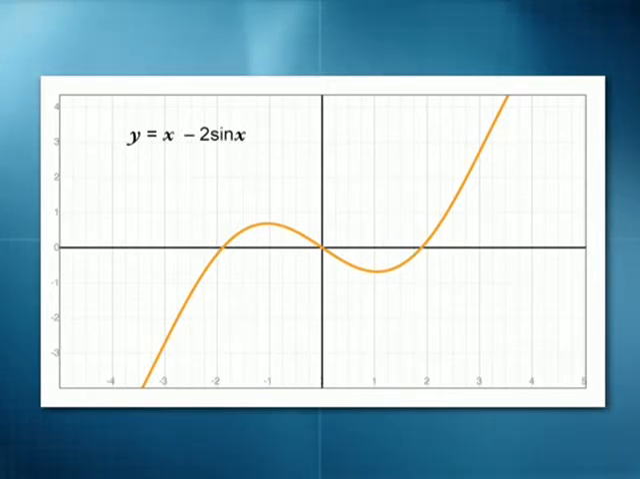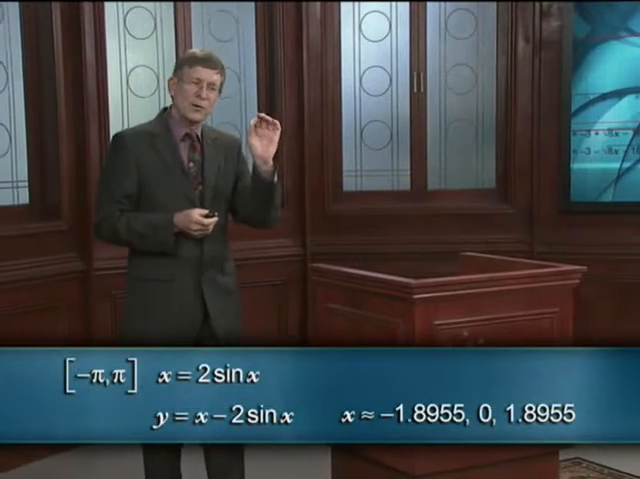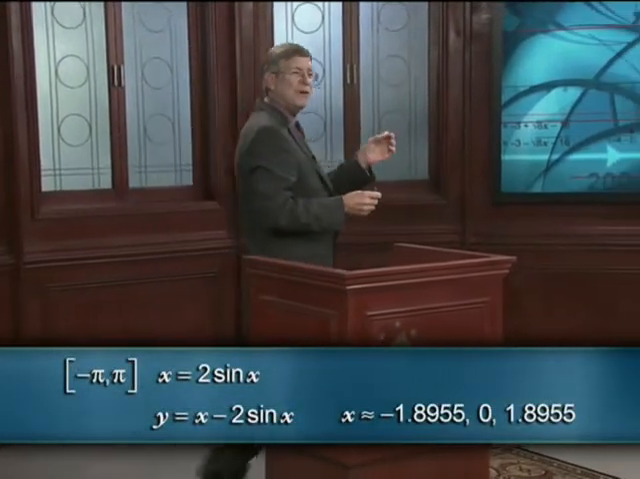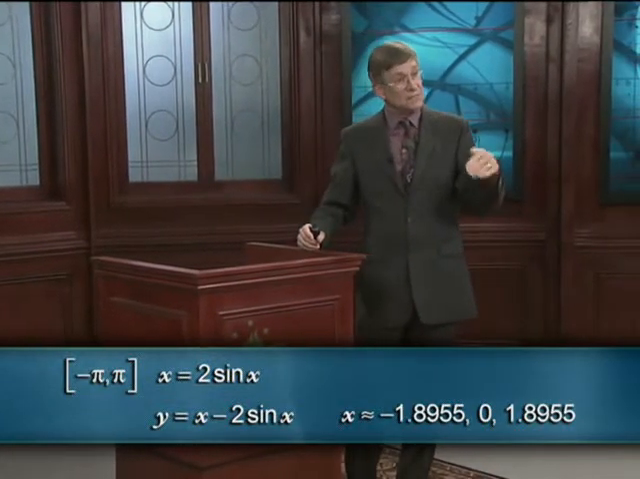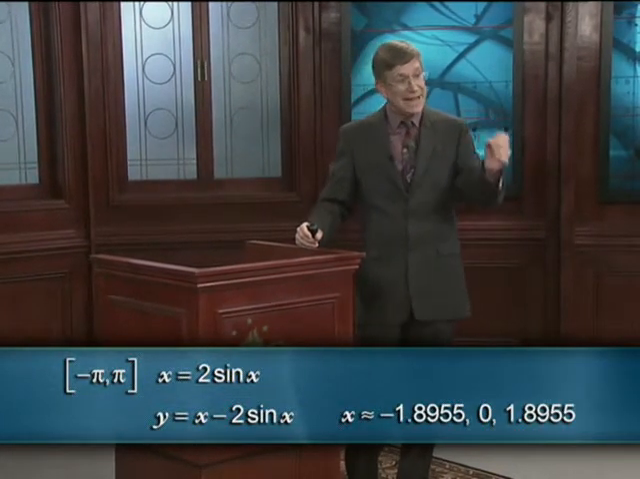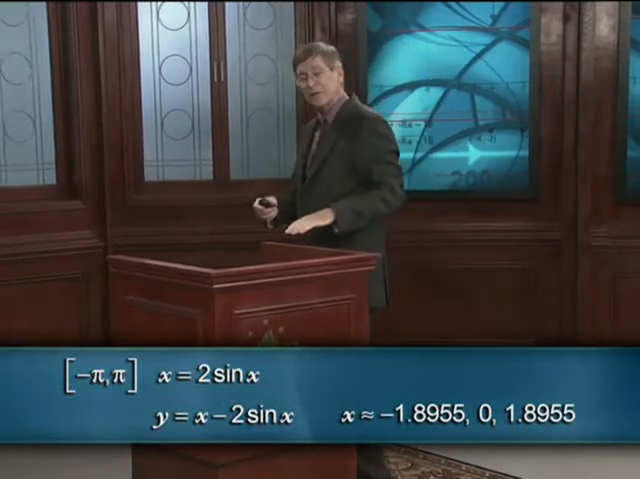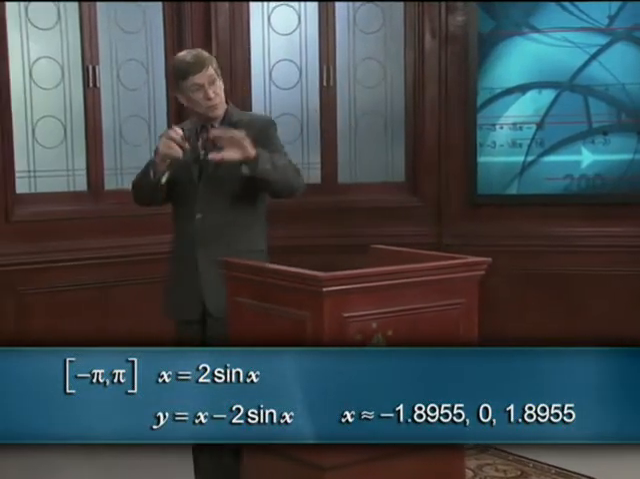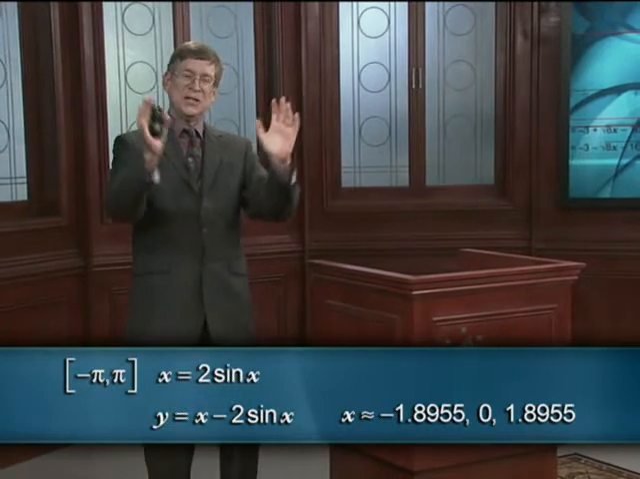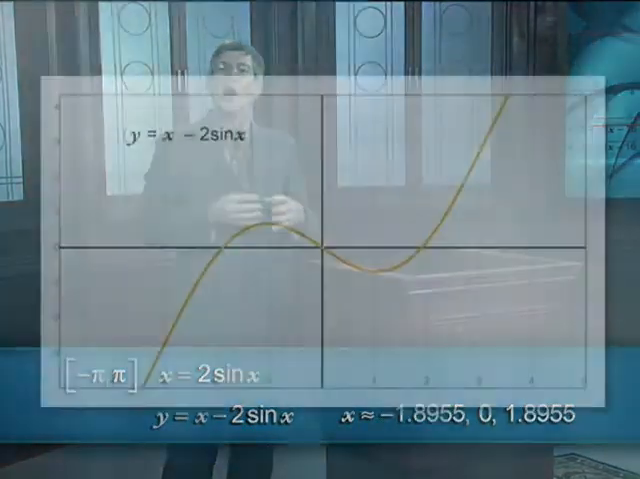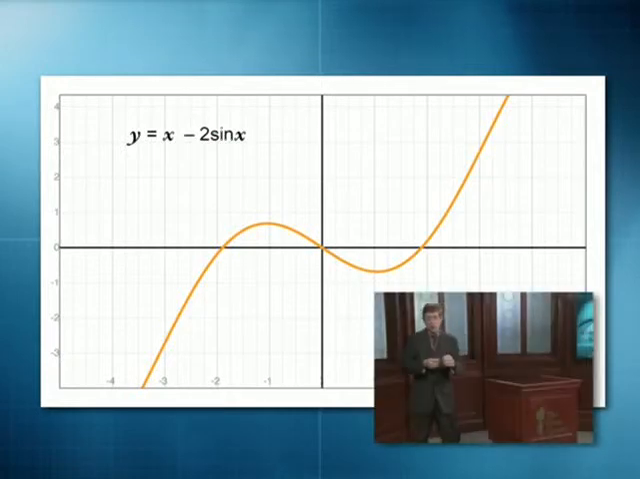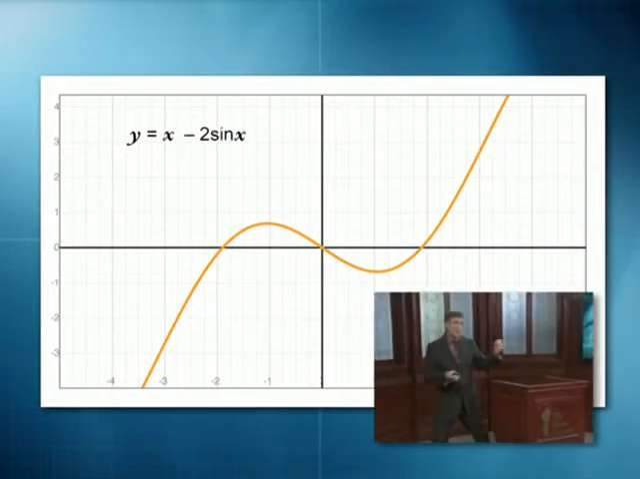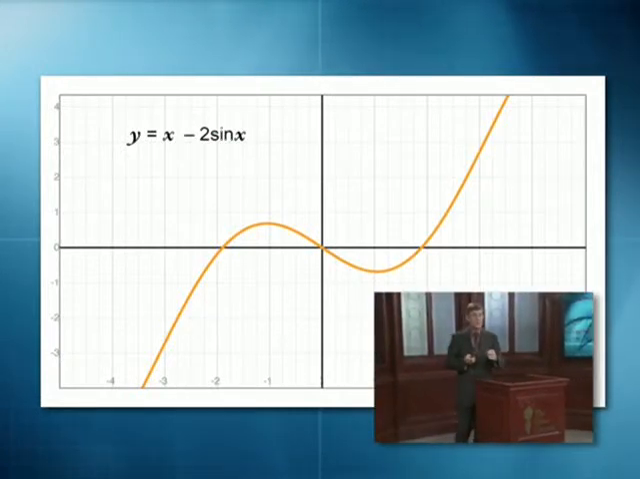I didn't get those. And in fact, they're approximately equal to 1.8955, and minus 1.8955. Those are the other 2 solutions. There are 3 in total. Notice the symmetry of this problem. That's an odd function, and hence it's symmetric across the origin. If there's a solution over here, then on the other side there'll also be one.